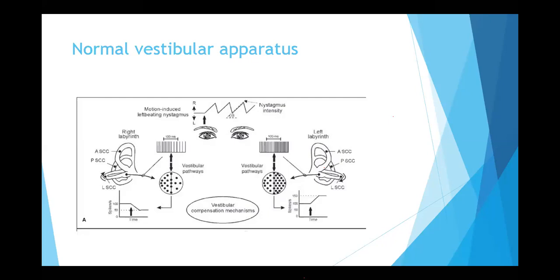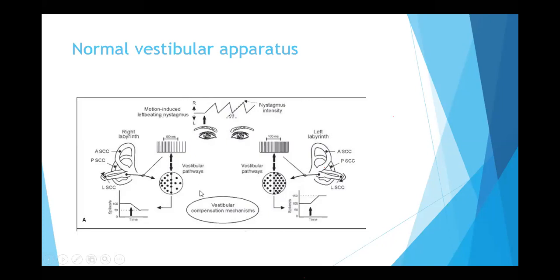Okay, now what happens here? We are speaking about a motion-induced left beating nystagmus. Okay, we will see the details of it in the ENG part because we will be measuring the nystagmus. We will speak about how we are measuring the nystagmus intensity, everything. For today, we are speaking about only the anatomy and physiology, so we will not be going deep into it.